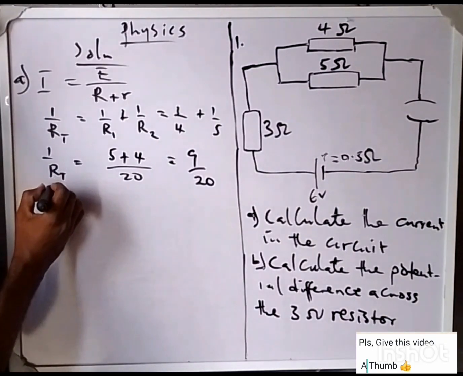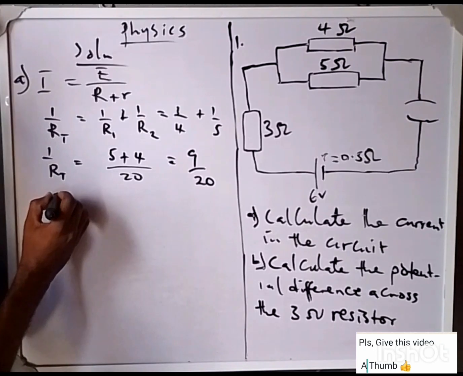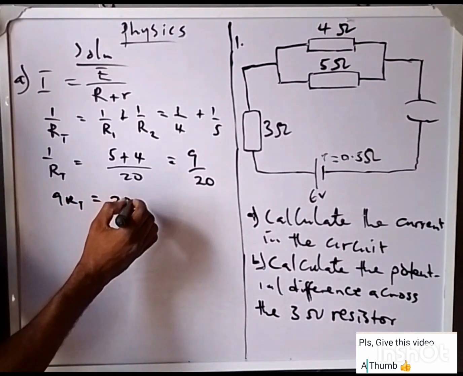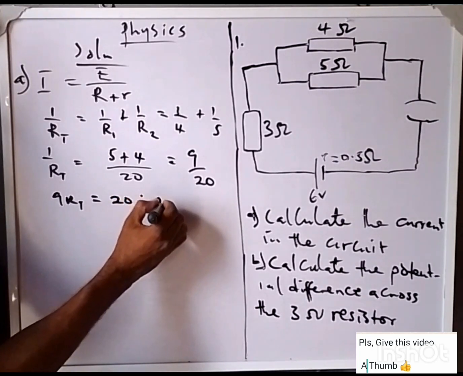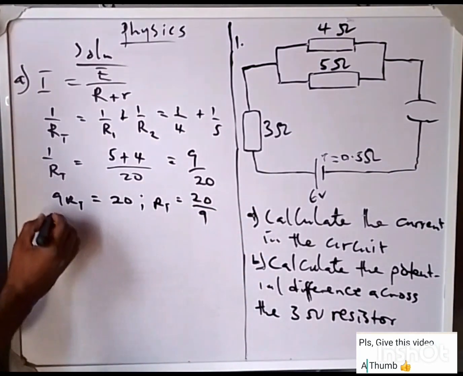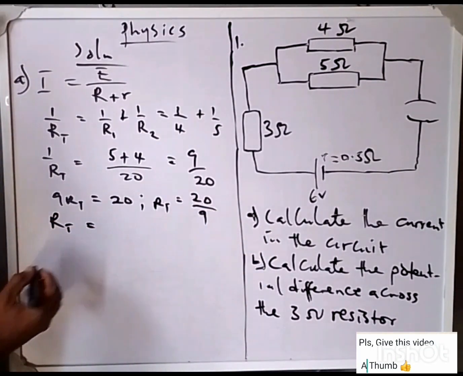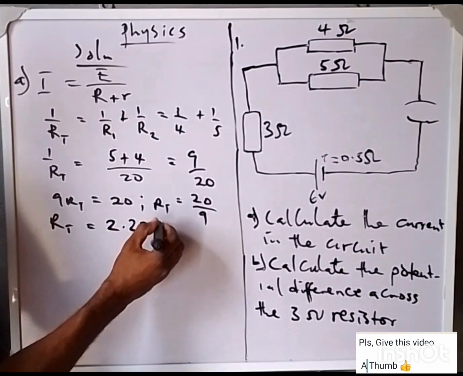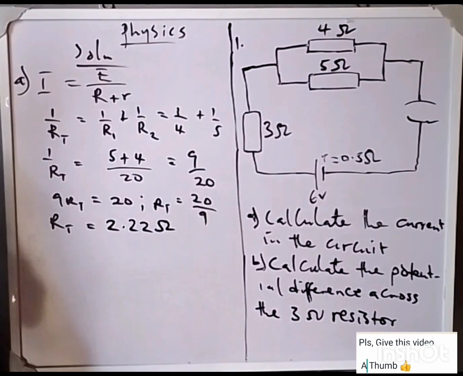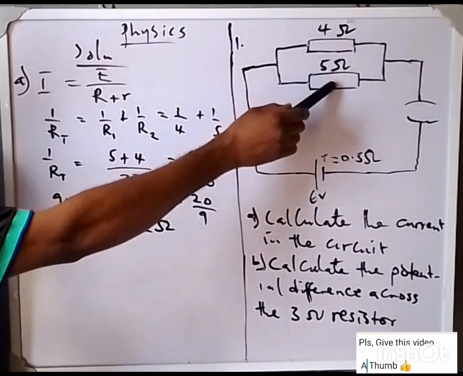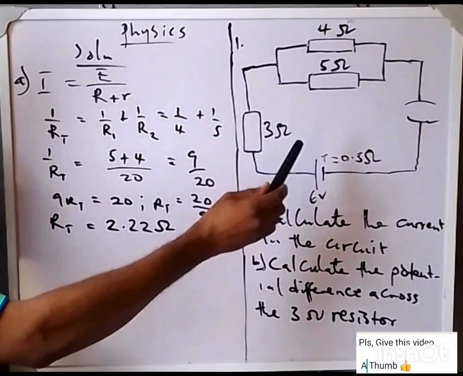I can now have that, if I do my cross multiplication, 9RT is equal to 20. Therefore, RT is equal to 20 divided by 9. So RT is equal to 2.22 ohms. Now, what we have done is that we've been able to calculate the total resistance of the resistors in parallel.